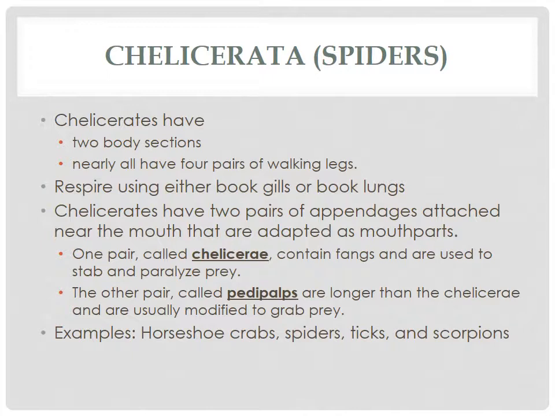They respire using book gills or book lungs, which are very similar, and that increases their surface area for gas exchange. Chelicerates have 2 pairs of appendages that are attached to the mouth. So they're adapted as mouthpieces. One is the chelicerae, which are fangs that are used to stab and paralyze their prey, and the other is called the pedipalps, and these are longer and they're modified to grab the prey. Found in this subphyla are the horseshoe crabs that we see off the coast of Maryland, spiders, ticks, and scorpions.